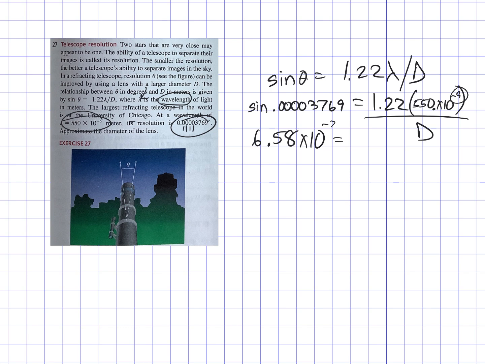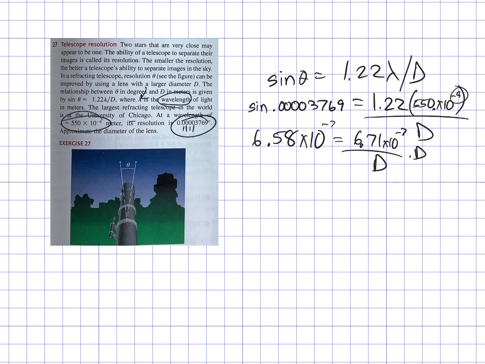Oops. 550 times 10 to the negative 9 times 1.22. Again, I'm going to use scientific notation. 6.71 times 10 to the negative 7 all over d. So now it's just algebra again.